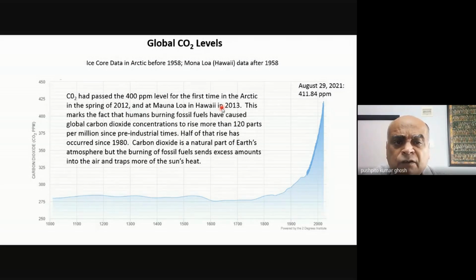It says that this marks the fact that humans burning fossil fuels have caused global carbon dioxide concentrations to rise more than 120 parts per million since pre-industrial times. Now it is 130. Half of that rise has occurred since 1980. So out of that 120, half is effectively since 1980, which means just 40 years. You can easily work that out: if you draw a straight line here, and another straight line somewhere here, around 2080, you can calculate the area under the curve, and from that you will know how much is the incremental CO2 since 1980. It's been phenomenal.